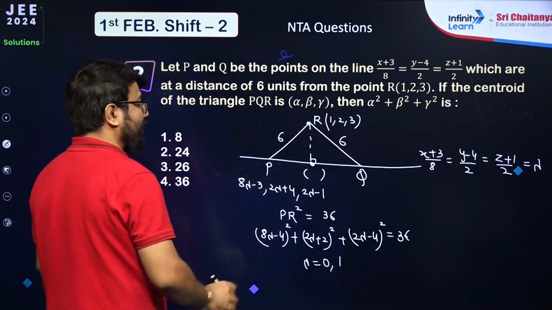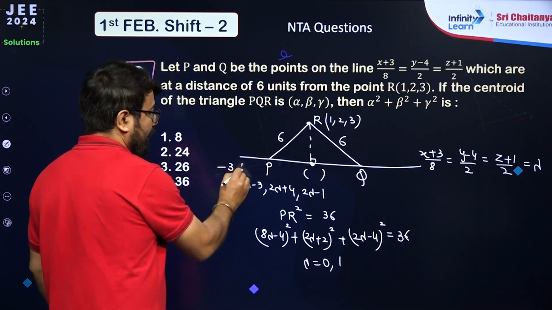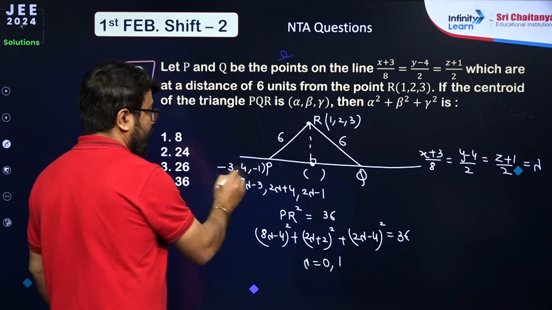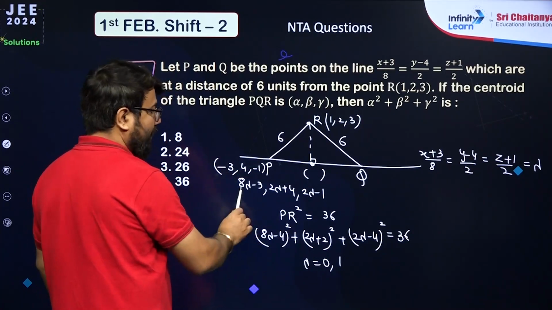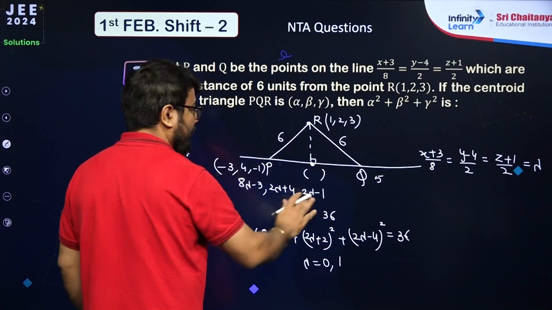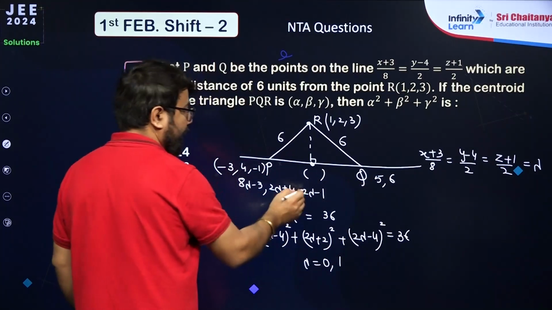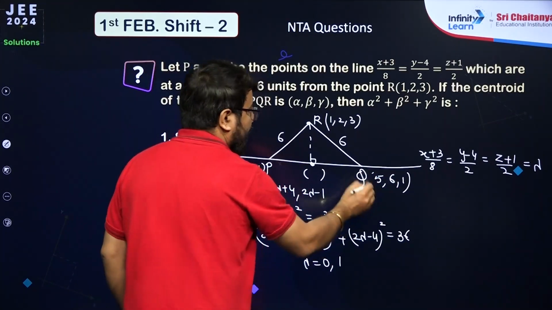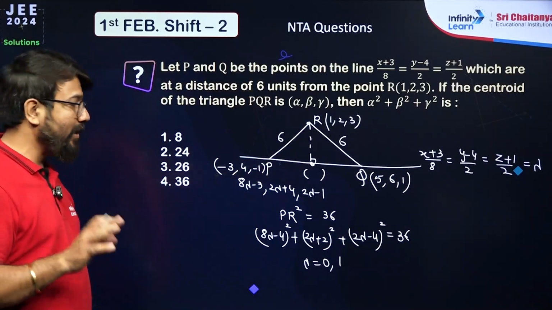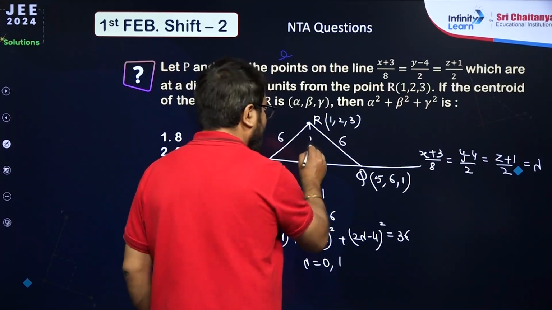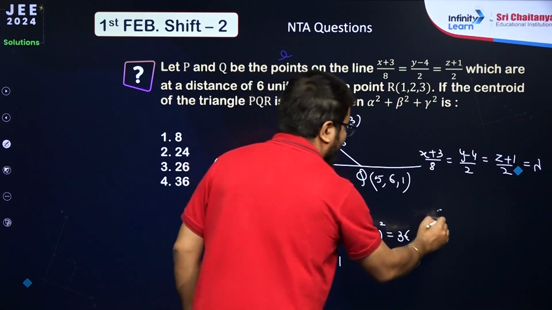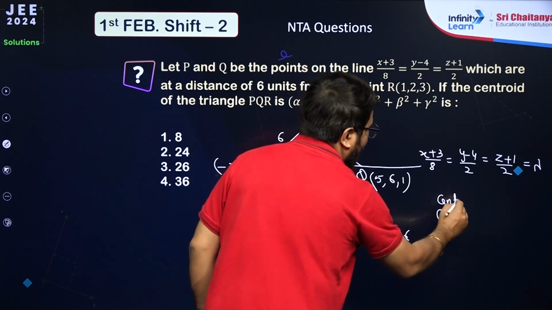If I keep the value of lambda as 0, here it will be minus 3, then 4, and then minus 1. If I keep the value of lambda as 1, so it is 5, here it is 6, and here it is 1. So these are the values of PQR. Once we are able to get PQR, it will be very easy for me to get the centroid coordinate. G is the centroid over here.